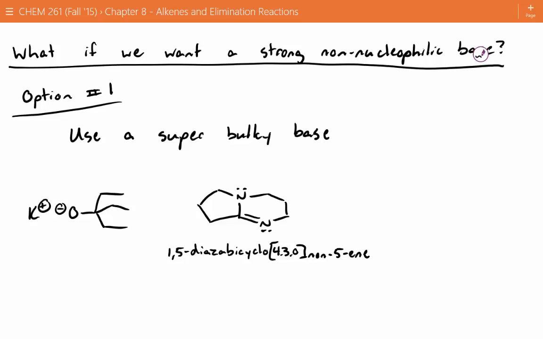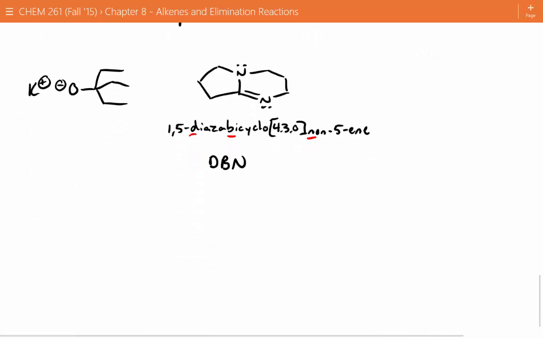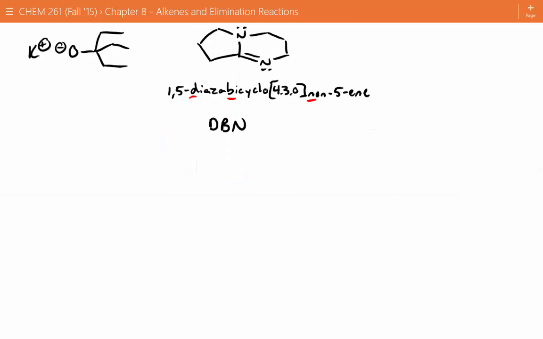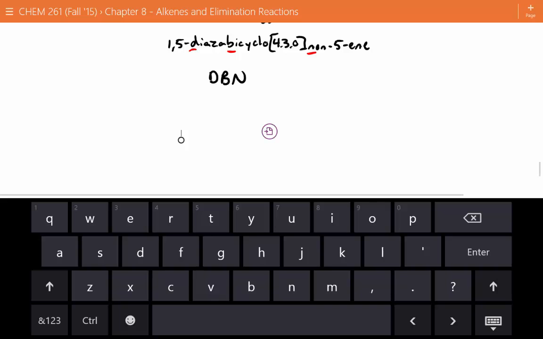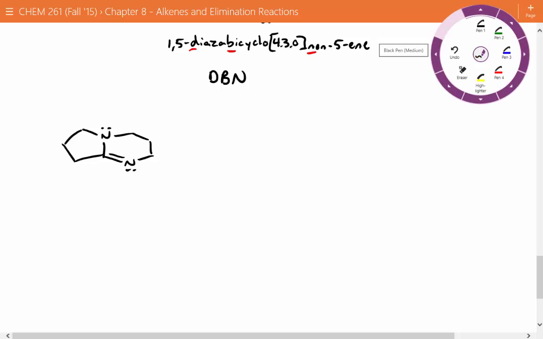Instead of saying this, chemists oftentimes refer to it as its acronym, and they just refer to this as DBN. It saves us a lot of time. So we just say DBN for the nonene derivative. And why is this a particularly good base? So I'm going to actually copy this down here, and we're going to look at the acid-base reactivity of this. Paste. There we go. So which nitrogen do you think is going to be the basic site?